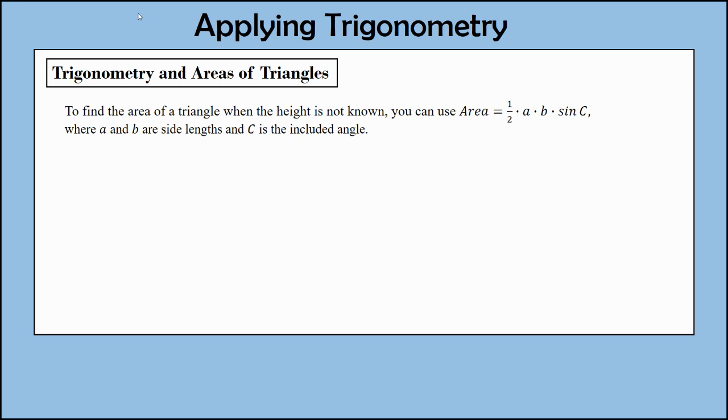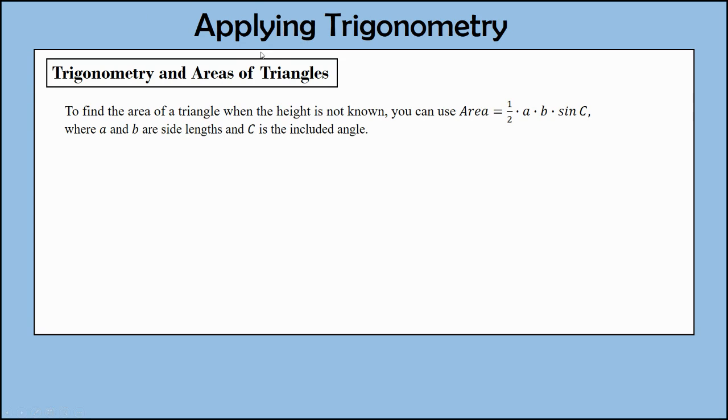All right, and this is when we don't know the height of the triangle, whether it be an acute or obtuse triangle rather than a right triangle. So we don't know the height. We can actually use this formula: area equals 1/2 times A times B times the sine of C. And A and B represent side lengths of the triangle, and C has to be the included angle.